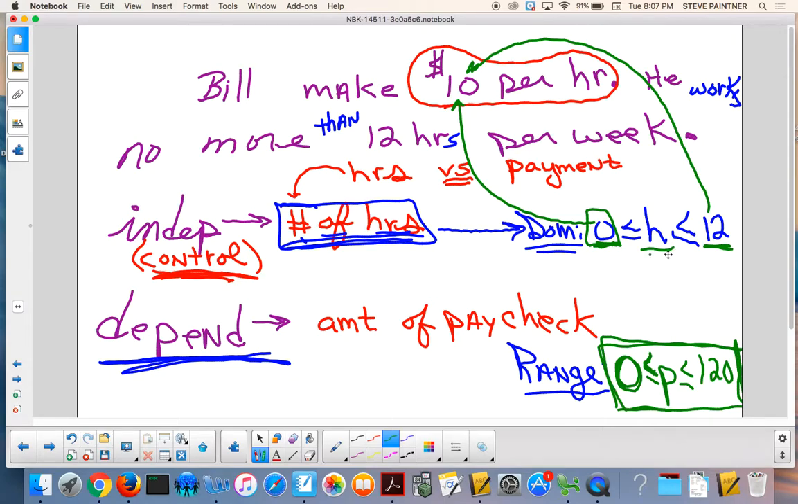So this is his paycheck, which we call the outputs. Here come the inputs. He puts in this many hours, and he gets out his paycheck. And that's how story problems, all of them, pretty much work.